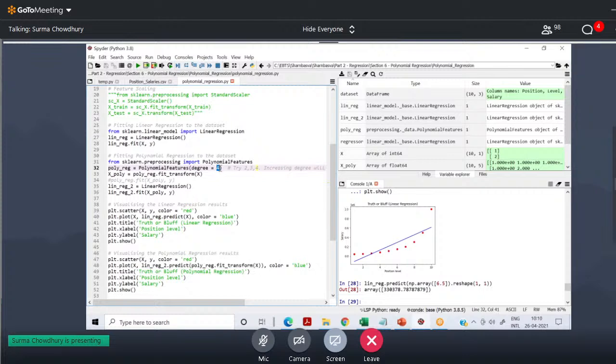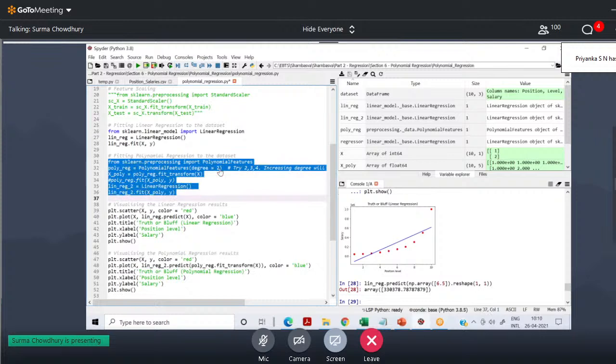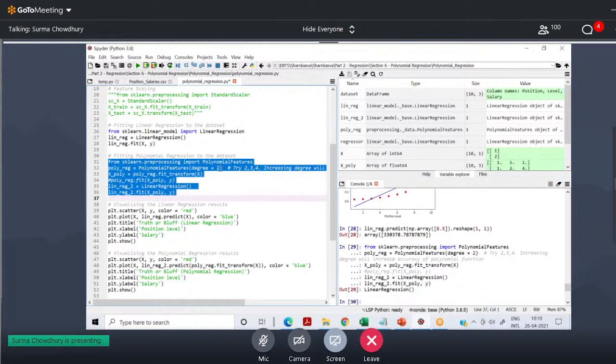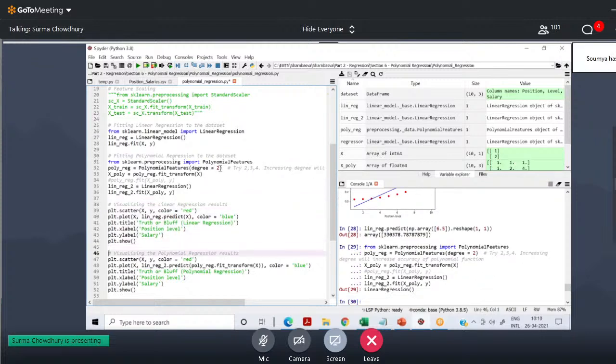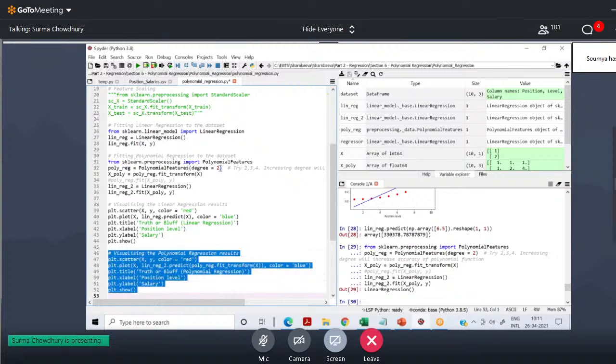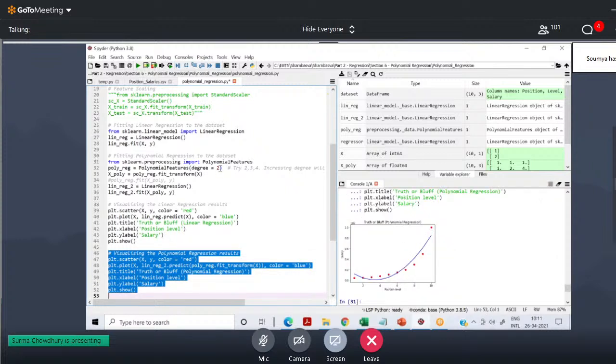I will first try with x square and see whether the model fits. Then I will try x cube and see whether the model fits. Then I will try degree equal to 4 and see whether the model fits. For the time being, I will take degree equal to 2. I will run this. This is running the model, and now I will visualize using the polynomial regression result. See what happens. You will see that it is better than earlier, right?